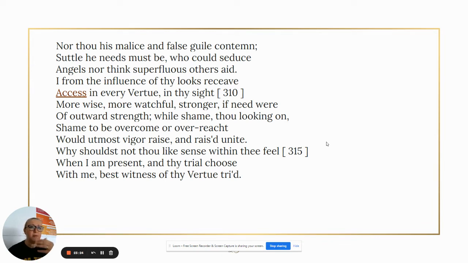Now, if we were together and this happened, this would actually give me strength, he says. "I, from the influence of thy looks, receive access in every virtue. In thy sight, I would become more wise, more watchful, stronger. I would have more outward strength. I would have more vigour, because I wouldn't want to look weak in front of you. So that's why it's better if we're together, because actually you will make me stronger."